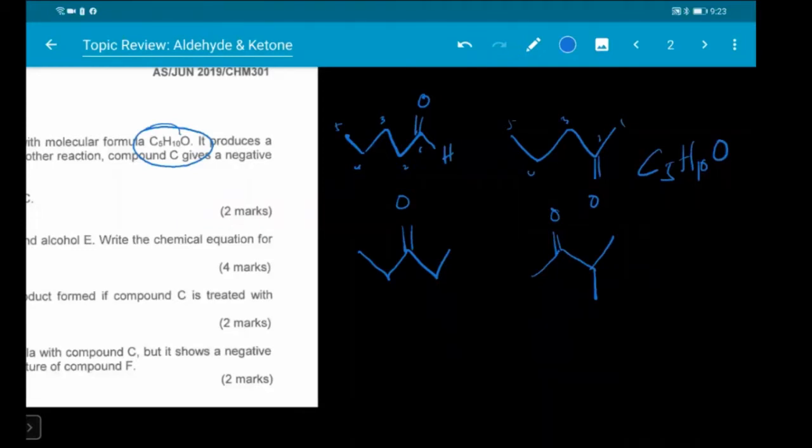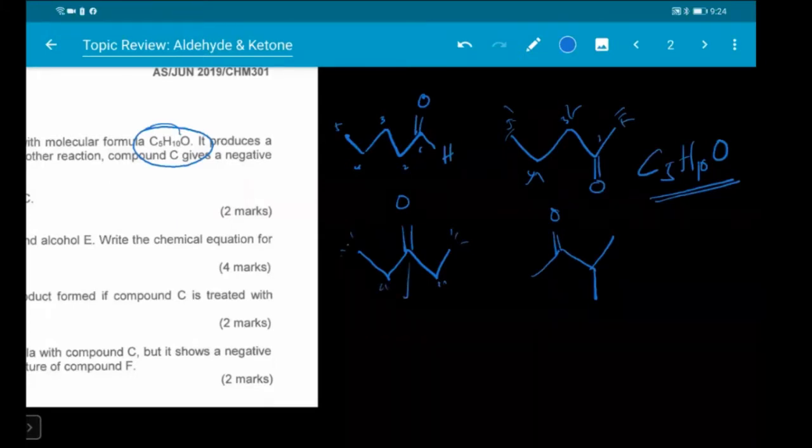Sebagai contohlah kita ambil yang ni kan. Sini ada 3 hidrogen. Nampak tak? Okay, sini ada 2 hidrogen, 3, 4, 5, 6, 7, 8, 9, 10. Okay, betul. Formula C5H10O. Okay, macam ni pula. 1, 2, 3, 4, 5, 6, 7, 8, 9, 10. Okay, yang kat sini tak ada hidrogen langsung. So, betul formula dia masih C5H10O.